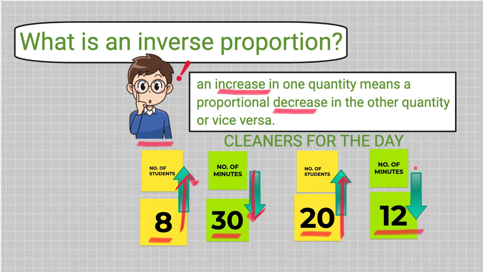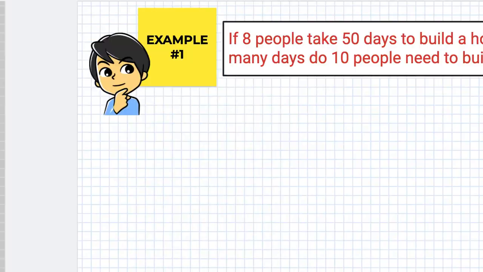And that is really true, because if there are many students who will clean the classroom, the more students, the lesser time for them to finish cleaning. So that is what we call inverse. There is an opposite reaction. Now let's try to have this example here.